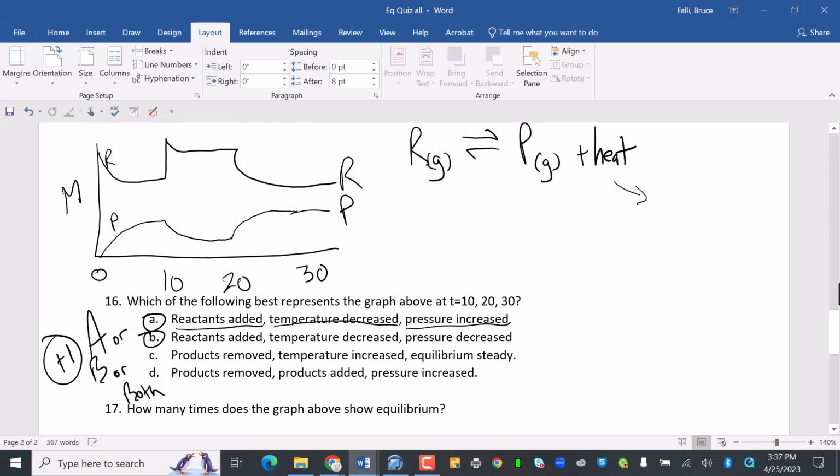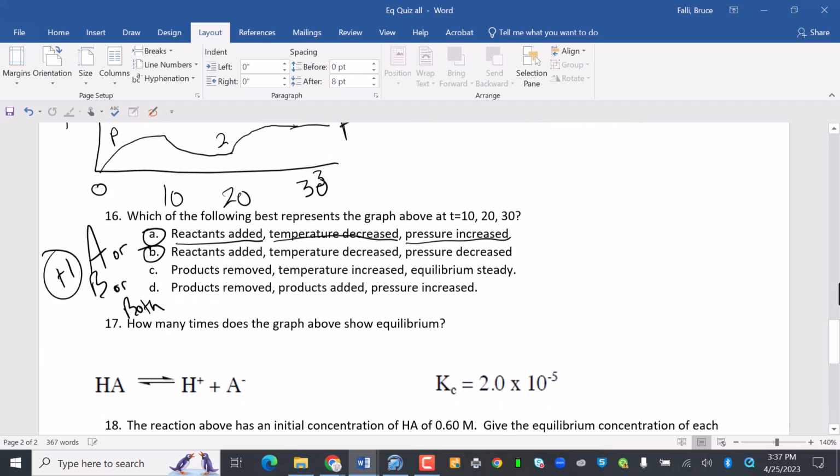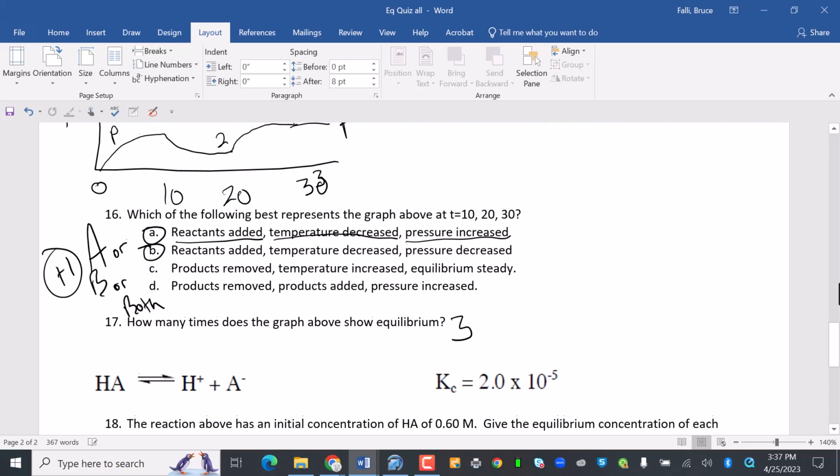All right. How many times does the graph above show equilibrium? Here's the first one. Here's the second one. Here's the third one. That's +1.